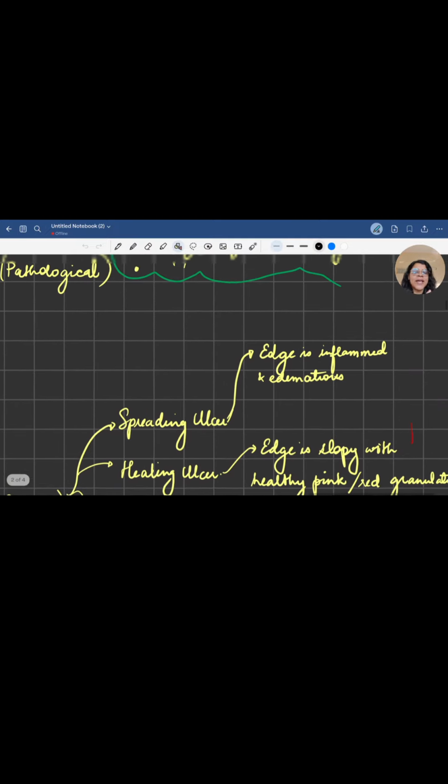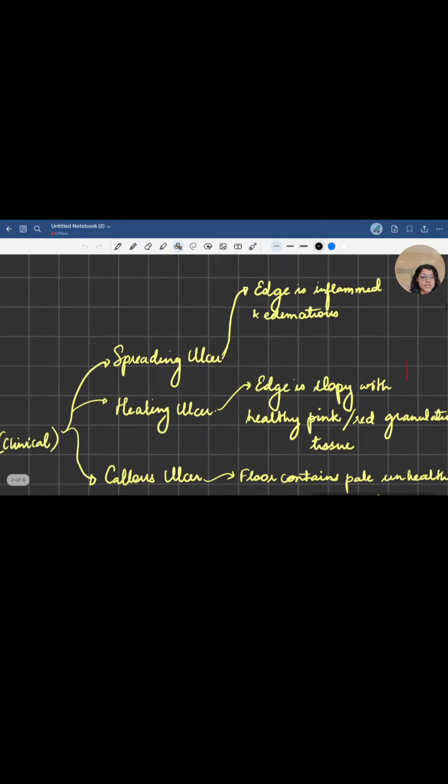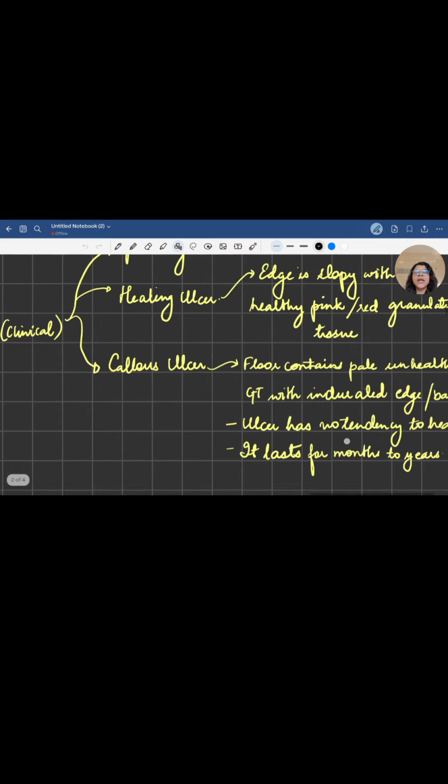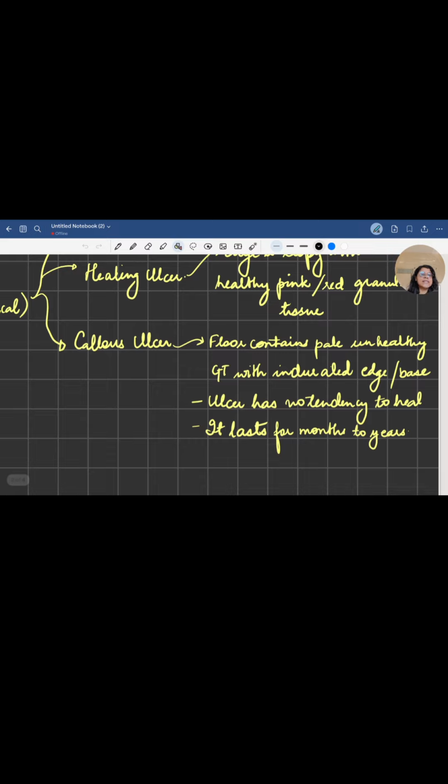Spreading ulcer, I told you the edge is inflamed and edematous. In healing ulcer, the edge is sloping and with healthy granulation tissue which is red or pink. And callus ulcer is a long-standing ulcer. The floor contains pale, unhealthy granulation tissue with indurated edge, which is hardened edge, and base. Ulcer has no tendency to heal and lasts for about 1 to 2 years.